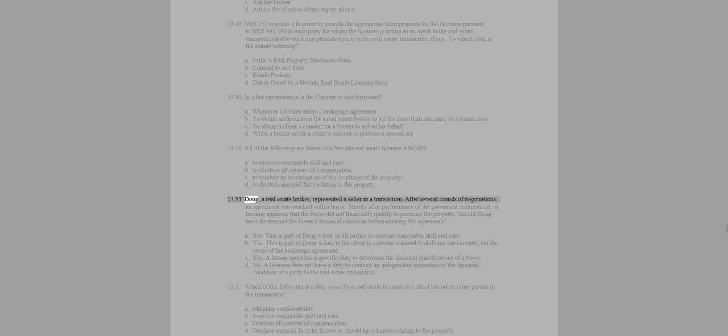13.51 Doug, a real estate broker, represented a seller in a transaction. After several rounds of negotiations, an agreement was reached with a buyer. Shortly after performance of the agreement commenced, it became apparent that the buyer did not financially qualify to purchase the property. Should Doug have determined the buyer's financial condition before entering the agreement?